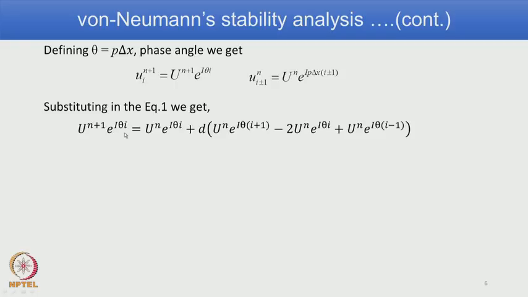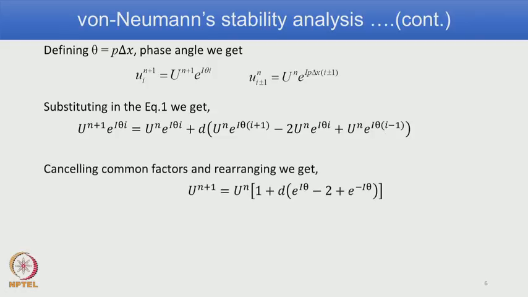Now, we observe that e power i theta i appears both on the left hand side as well as on the terms on the right hand side. So, you can cancel some of the common terms and then rearrange, it is purely arithmetic. Once we do that, then we get the final expression as U of n plus 1 equal to U of n times 1 plus d into e power i theta minus 2 plus e power minus i theta.